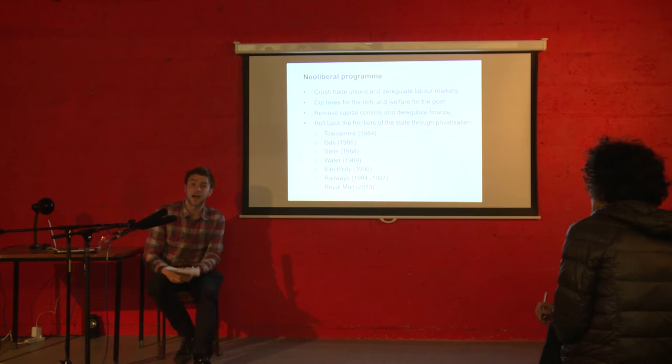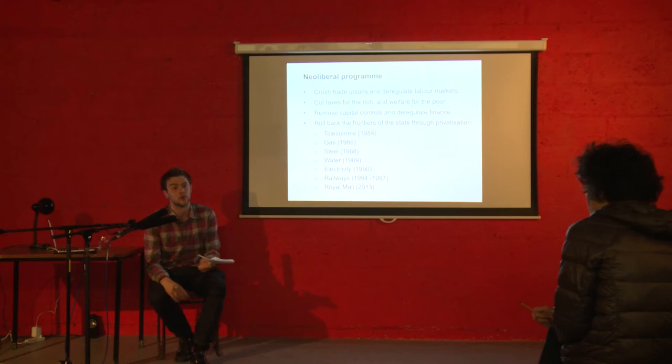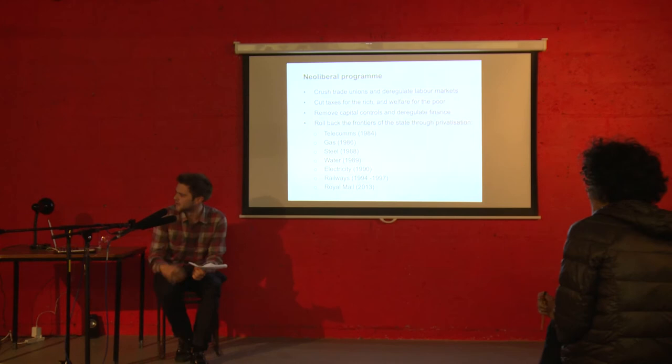Secondly, massive tax cuts, particularly for the rich. There's very much a philosophy of leave wealthy people alone, they know how best to use their money, and if we just leave them alone, then somehow the wealth will magically trickle down to the rest of society in some mysterious way. Which never really happened. But also reining in welfare for the poor.